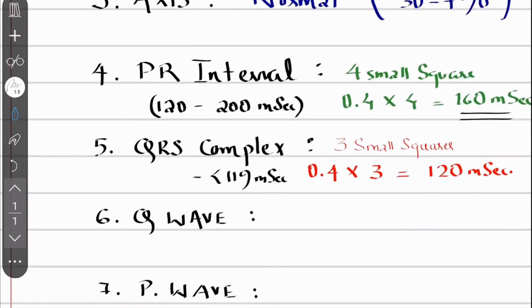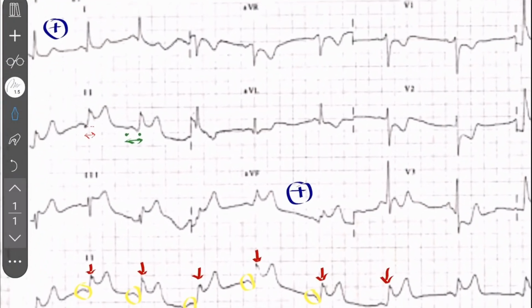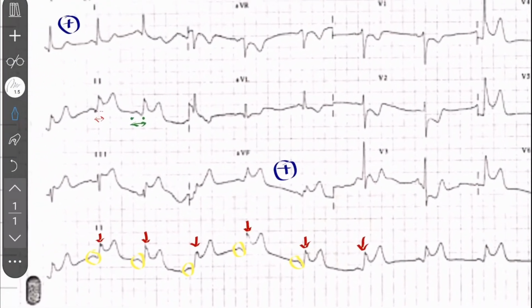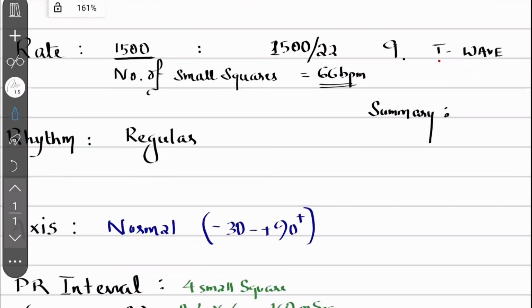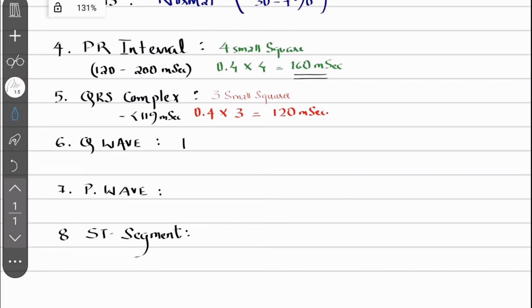Then you check the Q wave, whether any pathological Q waves are seen in this ECG. You check clearly whether any pathological Q waves are present or not. You can see in V1 there is a small Q wave, but that is not pathological. It's not more than 2 or 3 small squares, it's less than 1 small square. So the Q wave is very small, not deep enough to be a pathological Q wave, so it must be disregarded. Next, we are noting that there are no pathological Q waves.